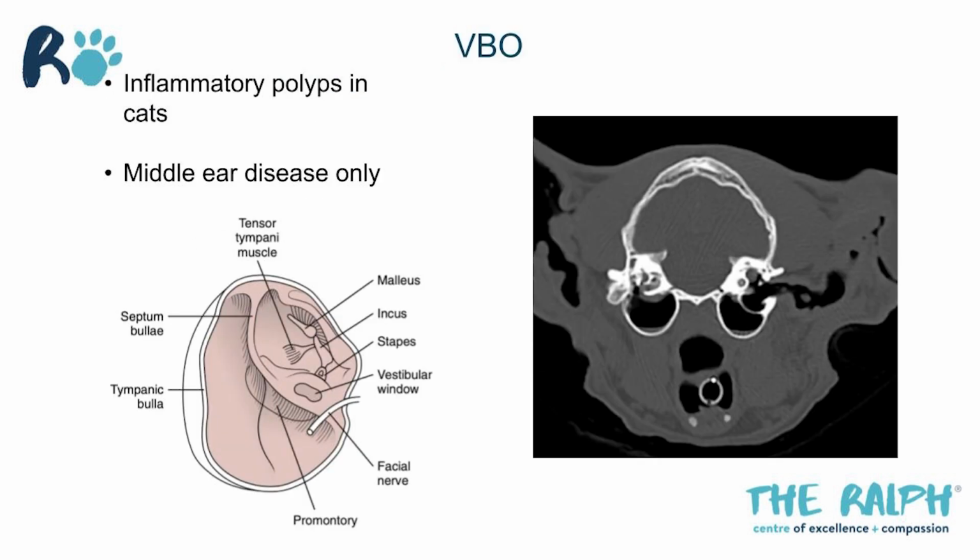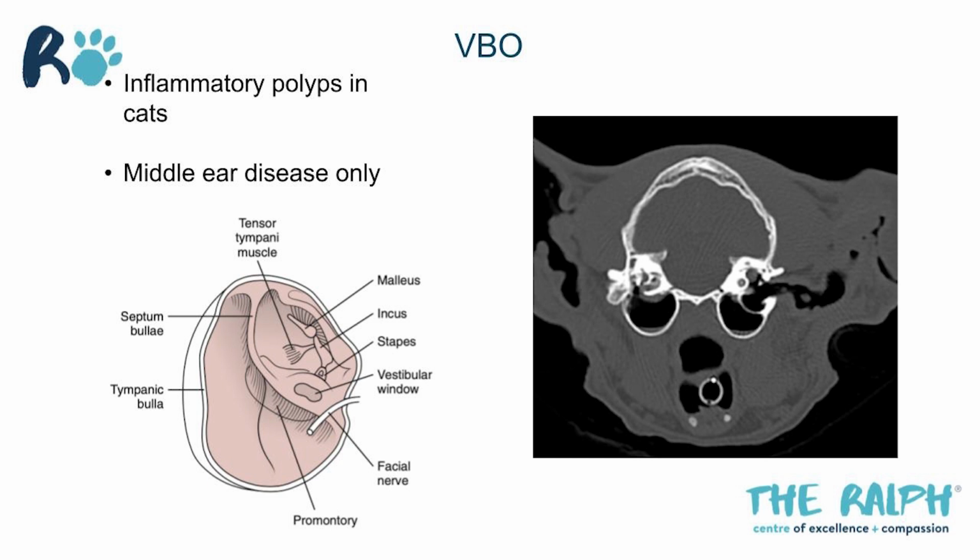With regards to the ventral bulla osteotomy, here the procedure, we do it mostly in cats. You can do it in dogs as well. Again, if you would consider doing it in dogs, maybe this should be performed by an experienced surgeon. The anatomy is a bit different. It's much easier to palpate the bulla in the cat, not that easy in dogs. We consider indications for ventral bulla osteotomy, inflammatory polyps in cats, or when you have middle ear disease only. By doing a ventral bulla osteotomy, you won't have access to the external ear canal.